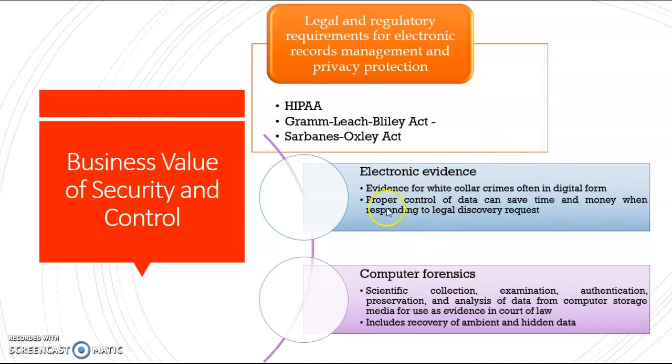The first one is about electronic evidence. Electronic evidence is evidence that is often in digital form, something that you want to use as evidence. Usually evidence is put in hard copy on paper for people. But electronic evidence is in digital form, which you have to view, and you may print it later, but you can use it as evidence. It is the proper control of data. It can save time and money when you respond to legal discovery requests.